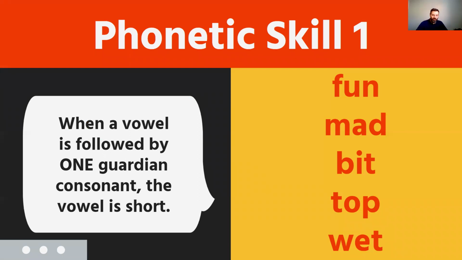But for now, know that if there is 1 guardian consonant after a vowel, the vowel is going to be short. So in the word F-U-N, there's 1 guardian consonant, the N, and so that U is going to be a short U sound, fun. And we see the same thing with these other words, mad, bit, top, and wet. They each have 1 guardian consonant. So they would all use a short vowel sound in English.